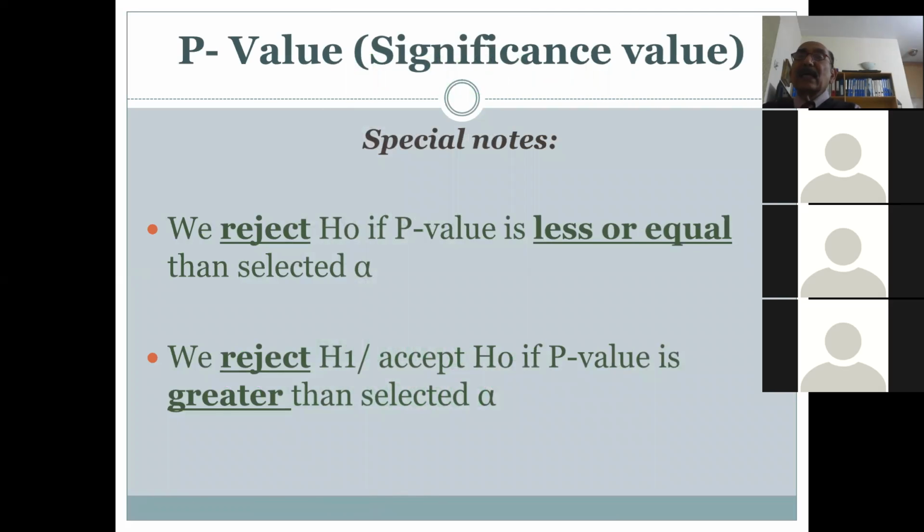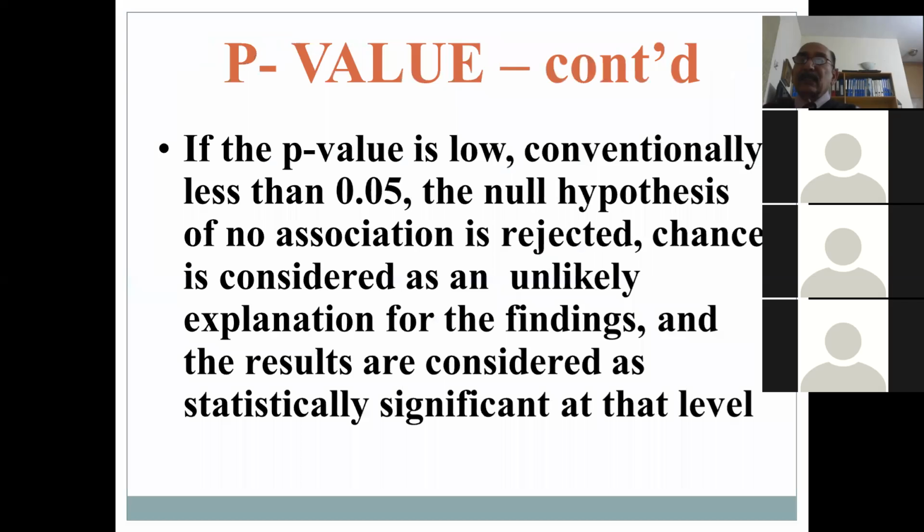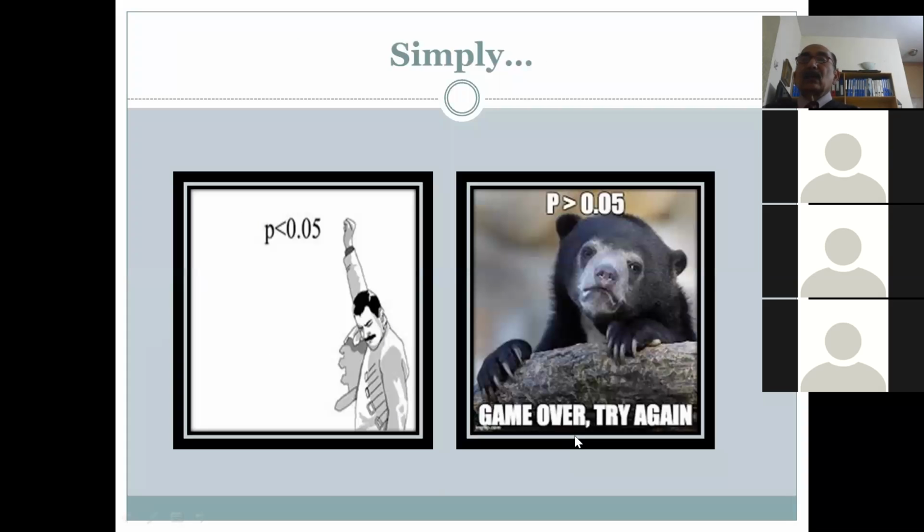So we reject the null hypothesis if the p-value is less than or equal to the alpha you select. We accept the null hypothesis if the p-value is greater than the selected alpha. If the p-value is low, conventionally less than 0.05, the null hypothesis of no association is rejected. Chance is considered an unlikely explanation for the finding, and the results are considered statistically significant at that level. So if the p-value is less than 0.05, you must be happy. If it is more than 0.05, game is over, then try again.